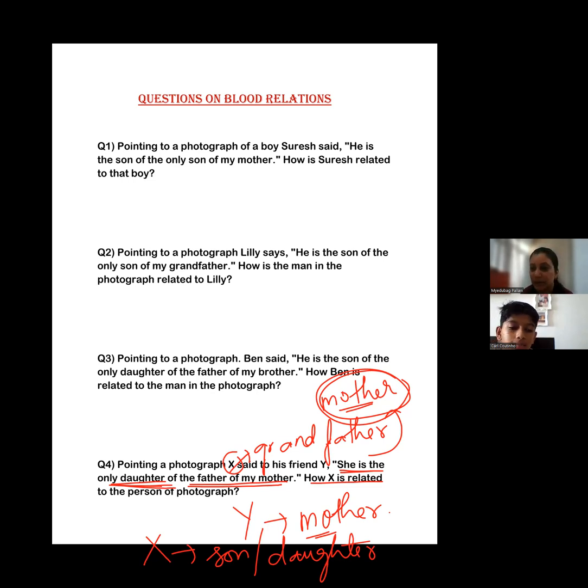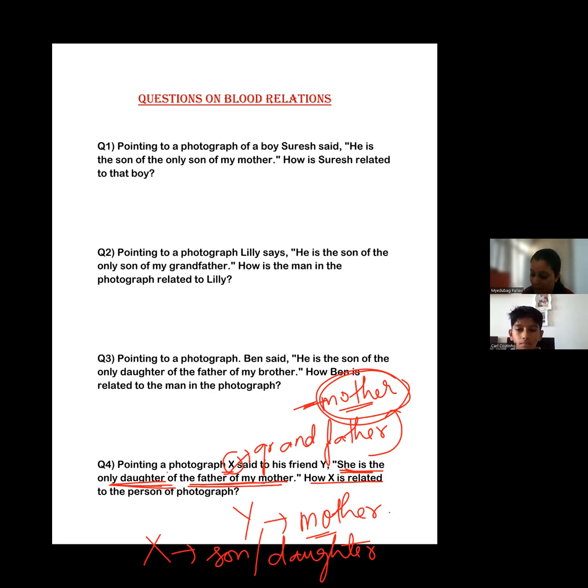Understood? X is the son because in the first line it says X said to his friend. No, nothing is mentioned about X. X is saying she is the only daughter of the father of my mother. So X can have siblings. It is only about the first generation, nothing else is mentioned. Only about the second generation. Only daughter of the father of my mother. So only my mother's generation is given, that there is no sister that my mother has. She is the only daughter of my grandfather.